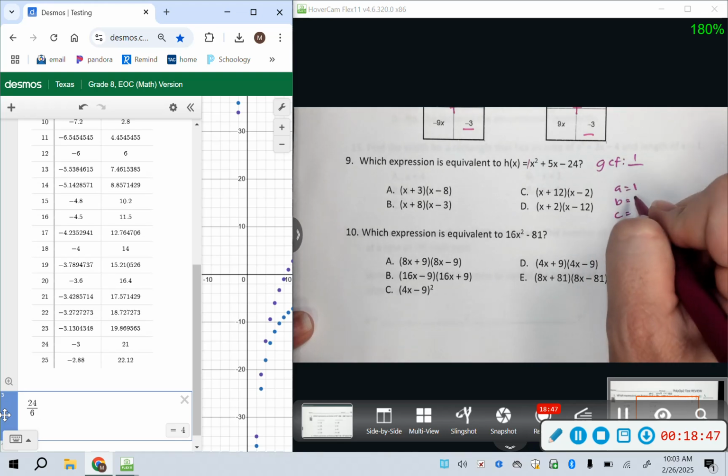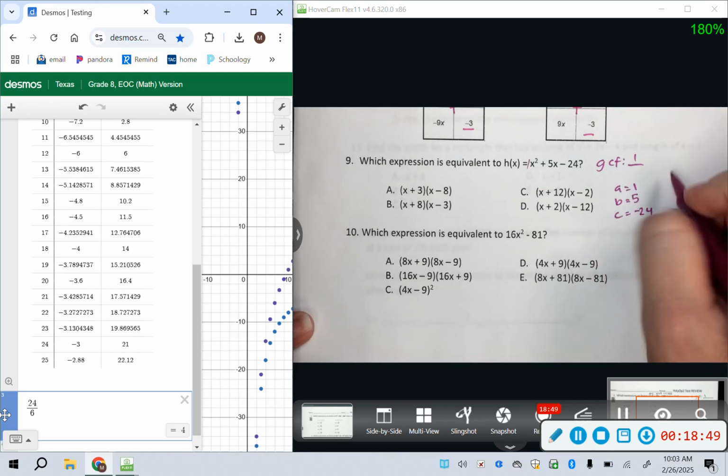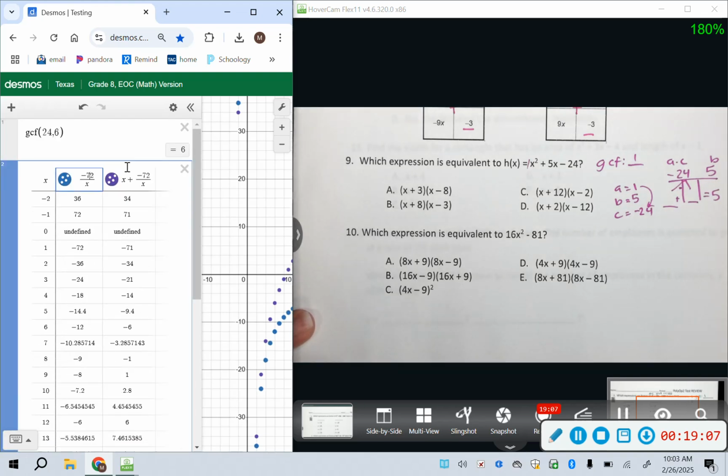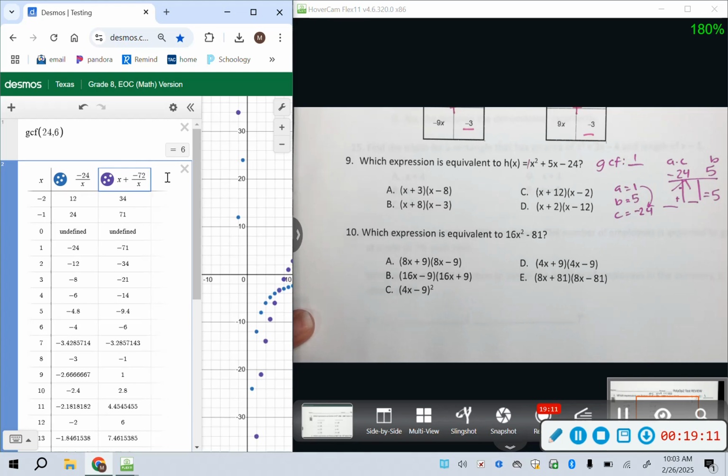A is 1, B is 5, C is negative 24. A times C is negative 24, B is 5. Remember, we're looking for what adds to give me 5, but multiplies to give me negative 24. So I'm going to use my calculator and see what we get. And I'm looking for positive 5, which is here. So it's 8 and negative 3.